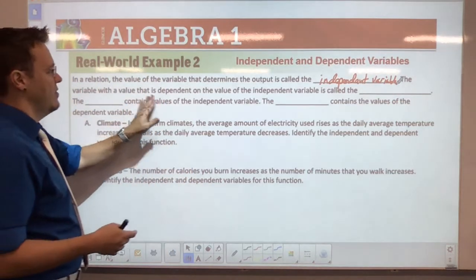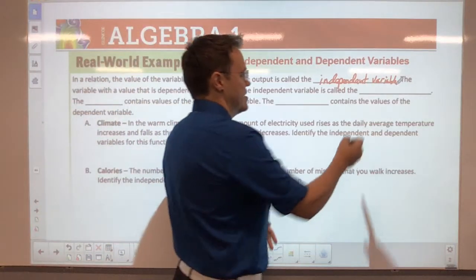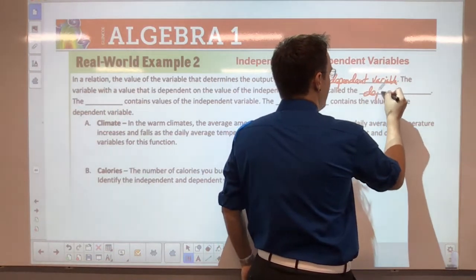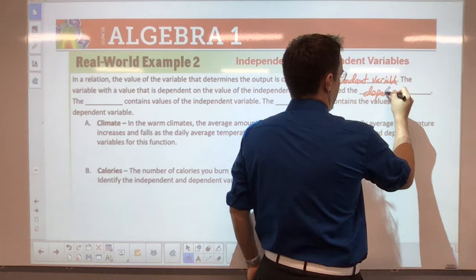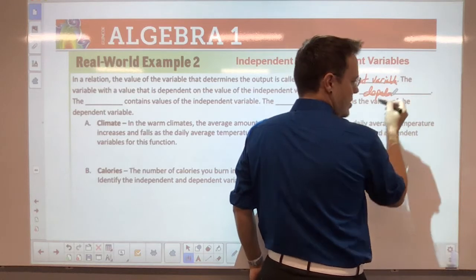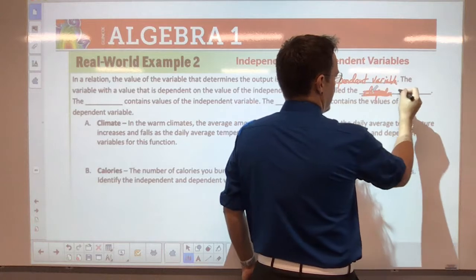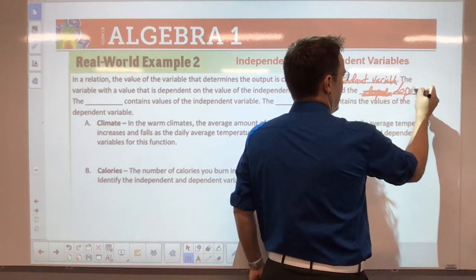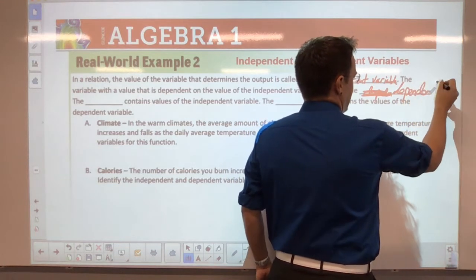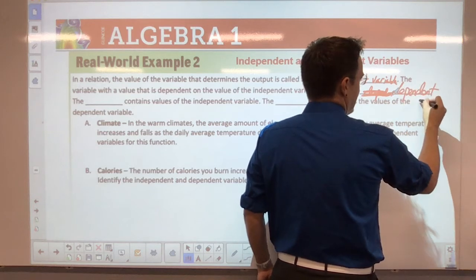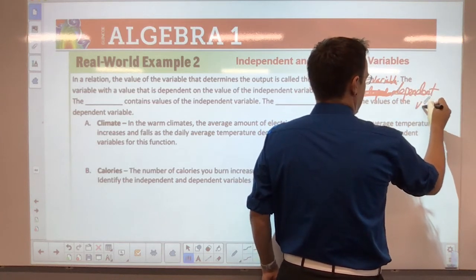The variable that the value is dependent upon is called the dependent variable. Well, I'm going to spell this wrong. Nope, yep, I did. Dang it. All right, so it'd be dependent. A lot of E's and a lot of D's.